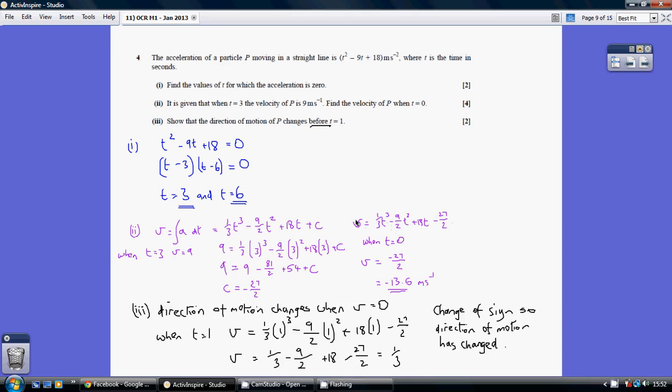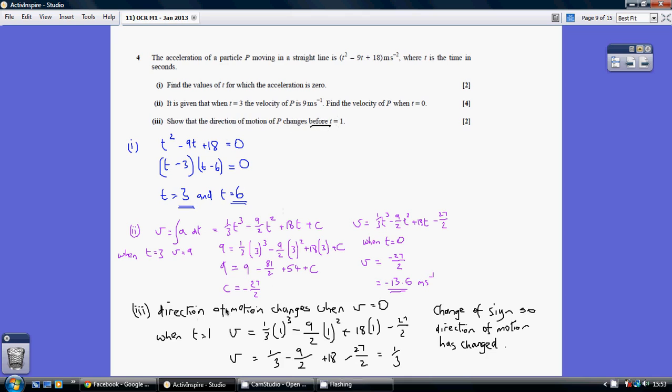Now we're being asked to work out what v is when t is 0, so obviously the first three bits drop off with t being 0, so we're left with the constant that we've just worked out, minus 13.5. Now for part 3, show that the direction of motion of P changes before t equals 1.